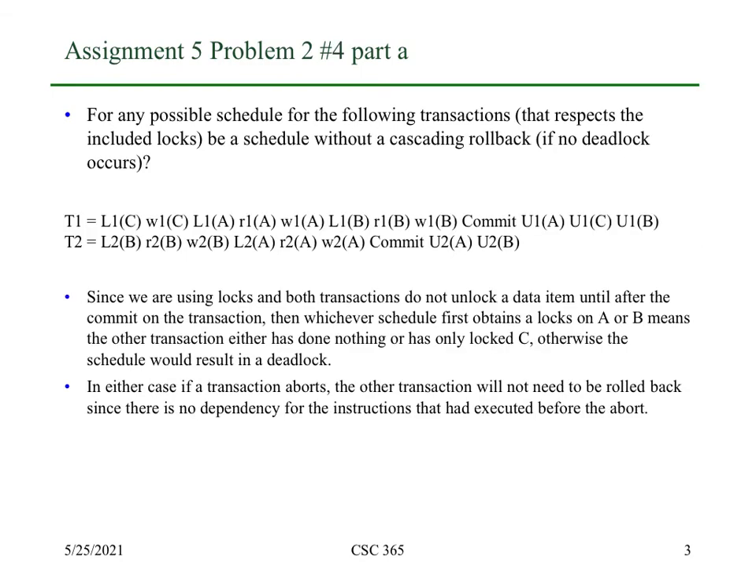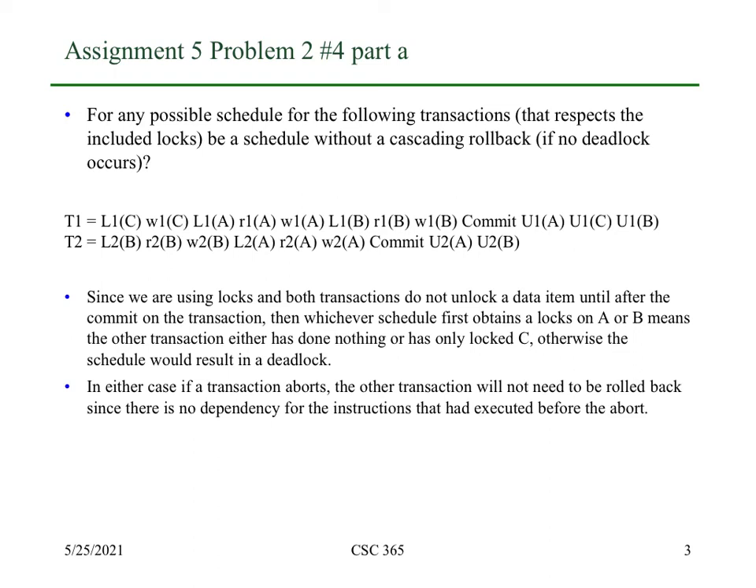Finally, now we'll look again at the same schedule, but now we're going to look at whether all the possible schedules that respect the constraints here will be schedules without a cascading rollback. So again, just as in the last two cases, whichever transaction T1 or T2 locks A or B first, that's going to carry through because the schedule can't have a deadlock in it. By carry through, I mean the other transaction basically won't be able to do anything until the first transaction completely commits and unlocks the data.